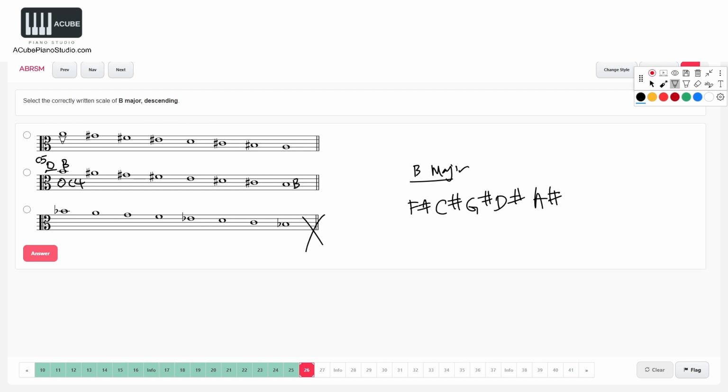How about this? C, D, E, F, G, A. This is A. And this is also A. So your B major must start with B, right? So the first one is out already. So the answer will be the second one.